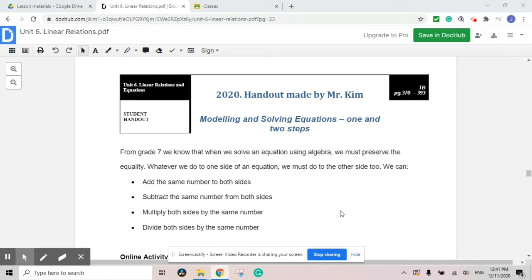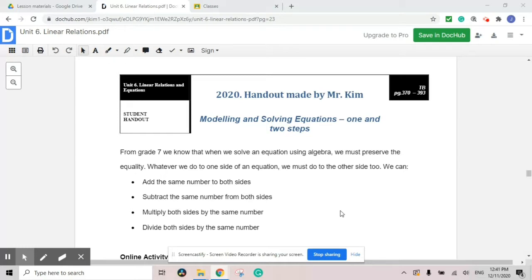Welcome back, Math 8. Today we are continuing our linear relations and equations unit. To be fair, for the linear relation part, we're going to put a little pause button and go back to a little bit of equation. This first lesson will be quite a lot of review from grade 7 equations. The only difference is we're going to go through two different methods.